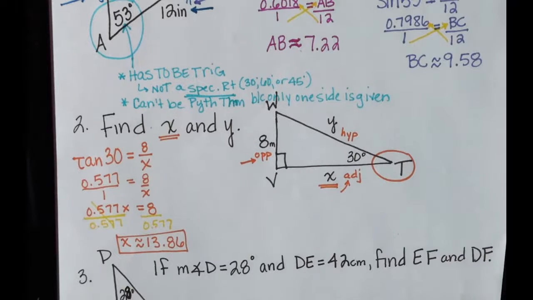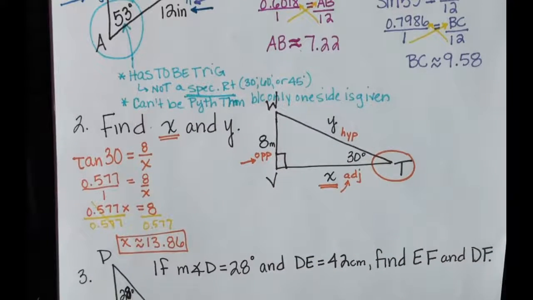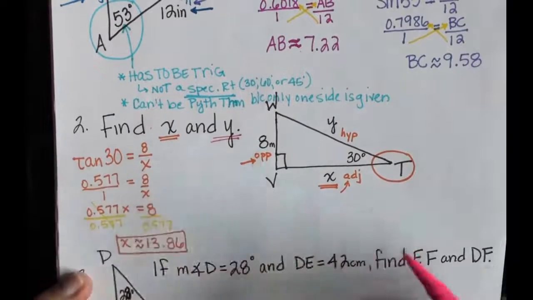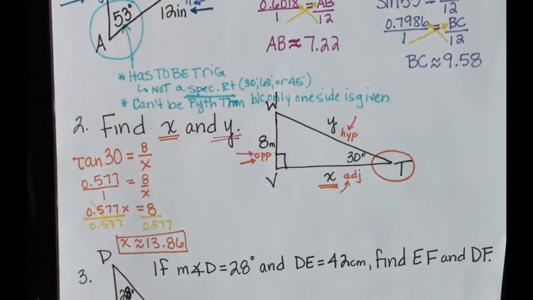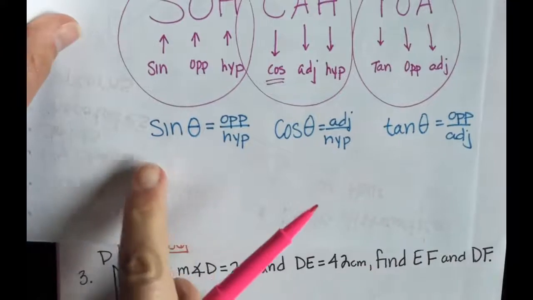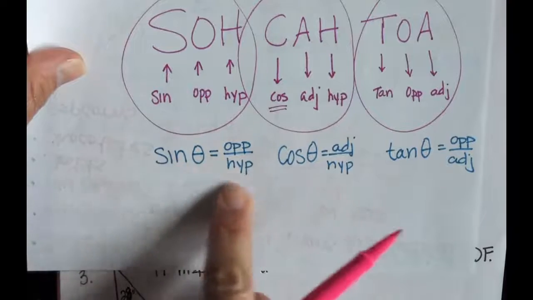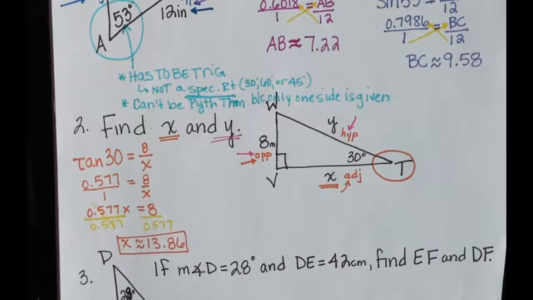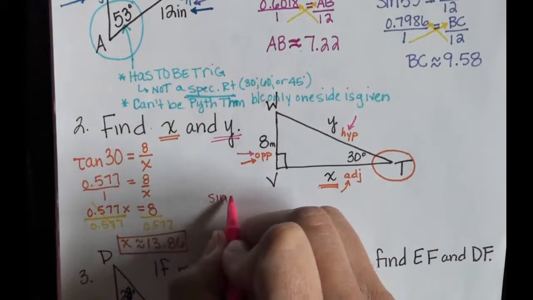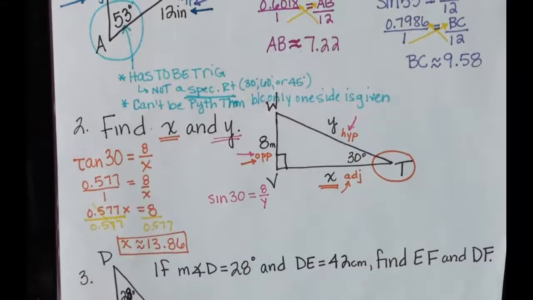Now we're going to go back because we did already mention that if we're trying to find y, the value that they give us is opposite. The one we're trying to find is hypotenuse. So again, where opposite and hypotenuse appear at the same time in one of these equations, it's sine. So when I'm trying to solve for y, I have to choose sine because that's the sides that match. So now we're going to do sine 30 equals opposite over hypotenuse, 8 over y.